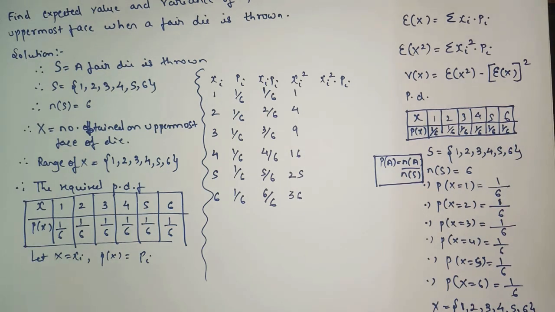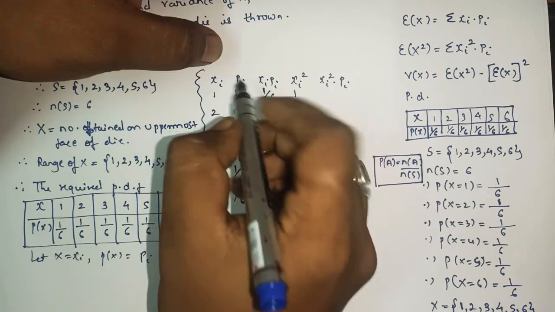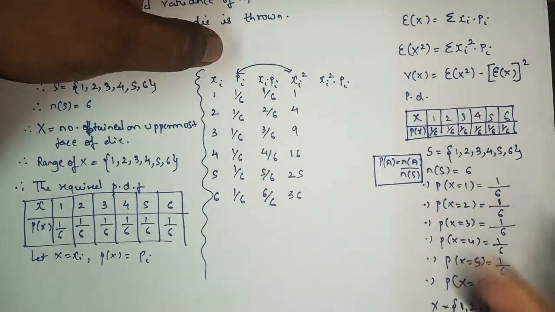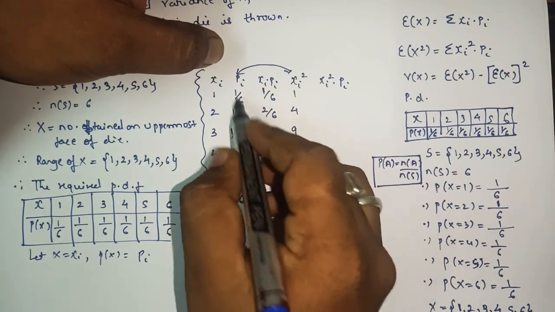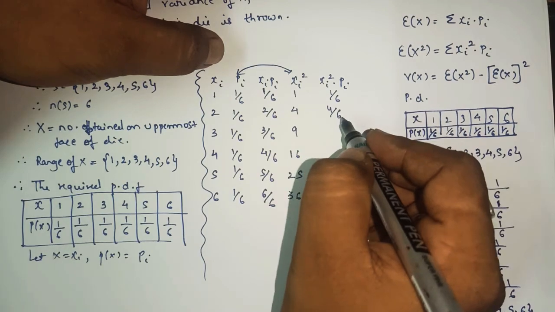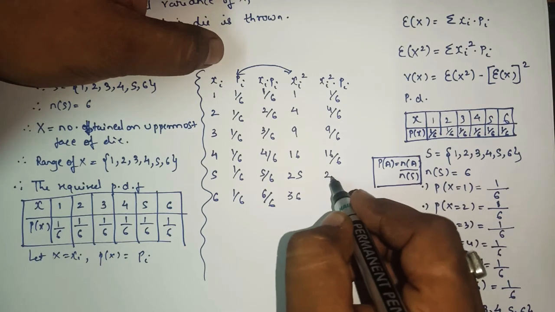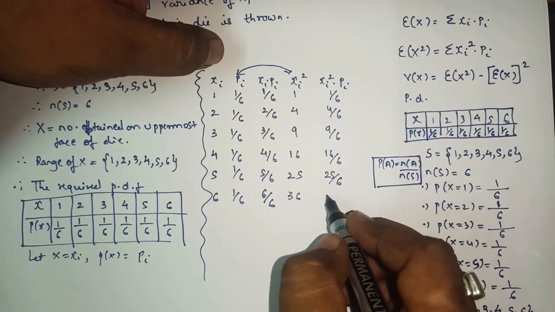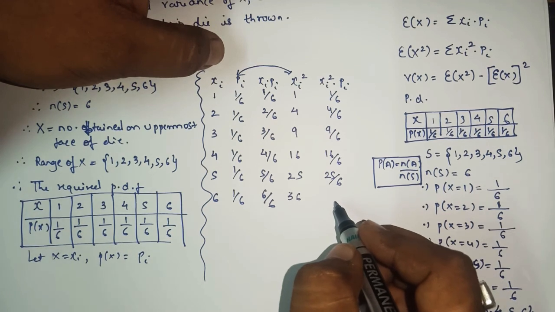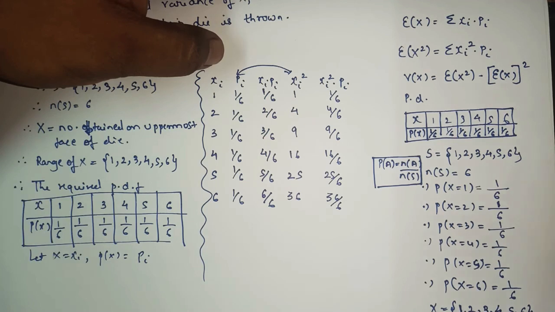Okay, so after this, for the last column, we have to multiply these two columns to get the last column answer. So 1 by 6 into 1 is 1 by 6, 1 by 6 into 4 is 4 by 6, then 9 by 6, 16 by 6, 25 by 6, and this will be 36 by 6. Understood? Again, here also we can reduce the number, but keep it as it is.